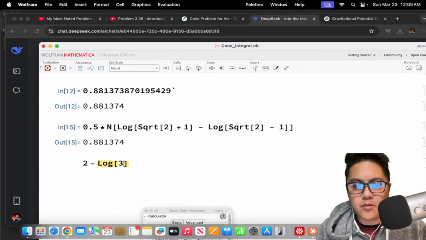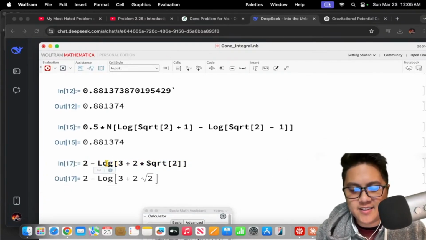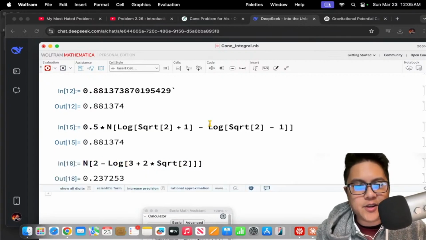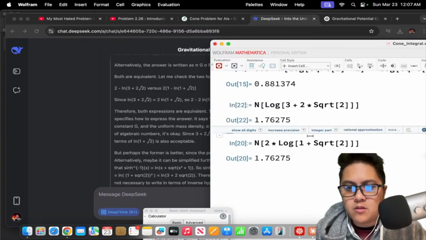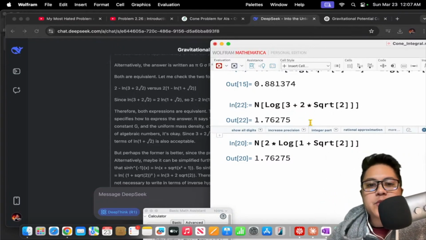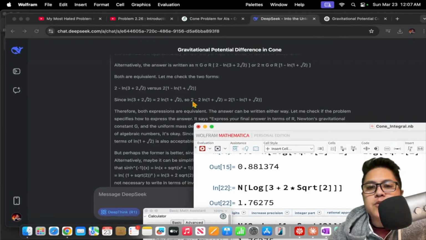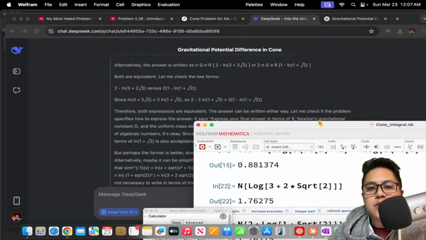3 plus 2 times square root of 2. I wanted you to numerically evaluate that. Oh, it is correct. Okay, just wanted to verify. So this is 2 minus log of 3 plus root 2, which is also the same.